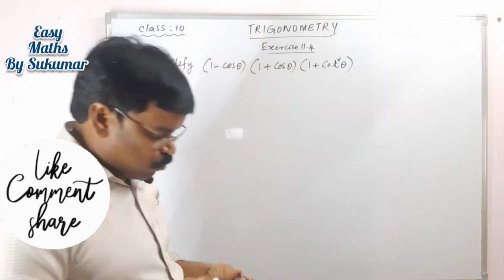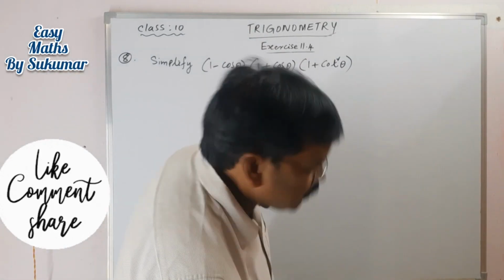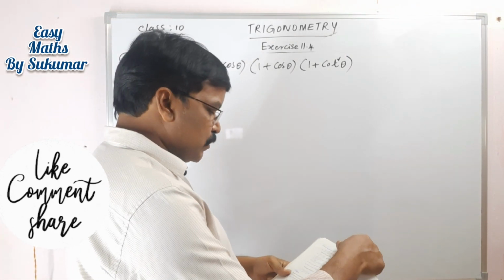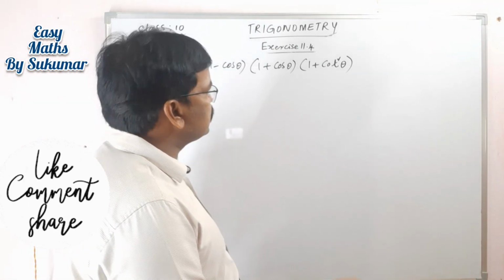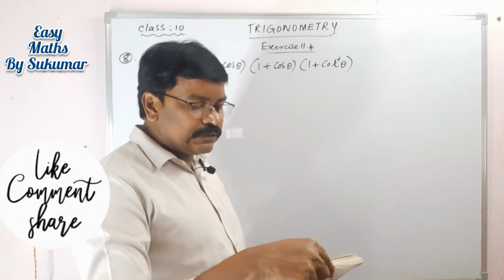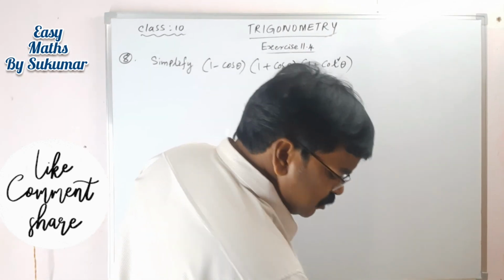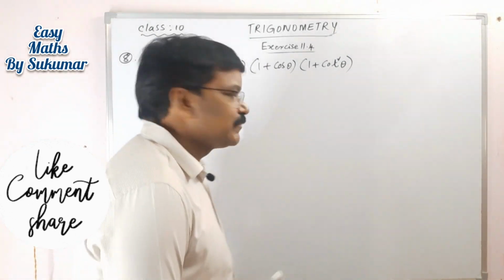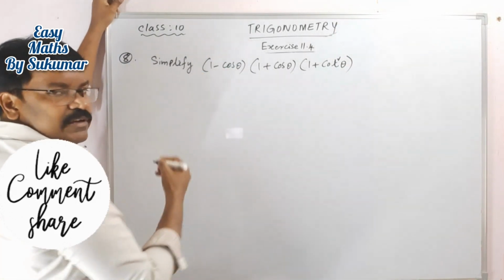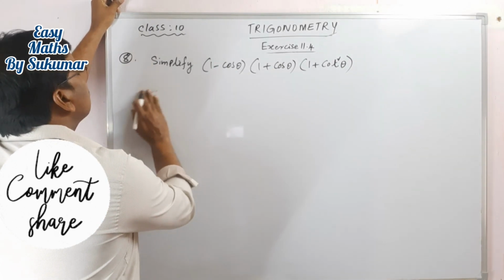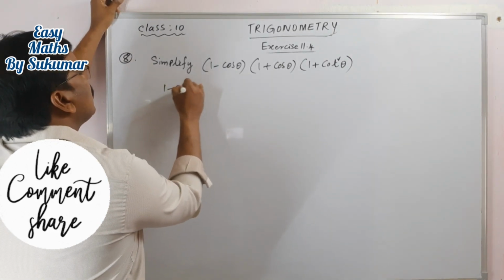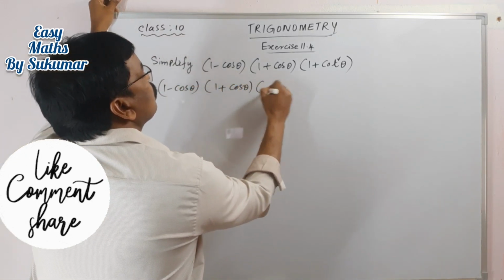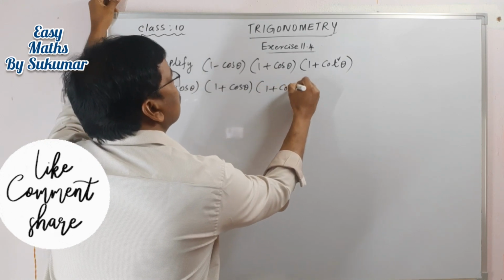Question in exercise 11.4: (1 minus cos theta) times (1 plus cos theta) times (1 plus cot square theta). Actually, this sum is not given in the CBSE textbook. Look, we have to simplify here. Take what is given here first: (1 minus cos theta)(1 plus cos theta)(1 plus cot square theta).